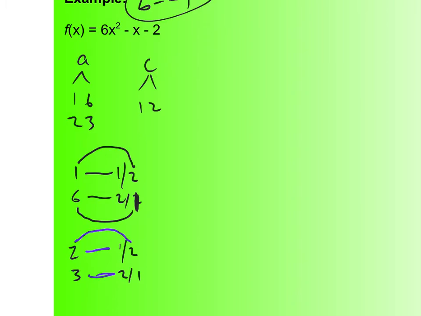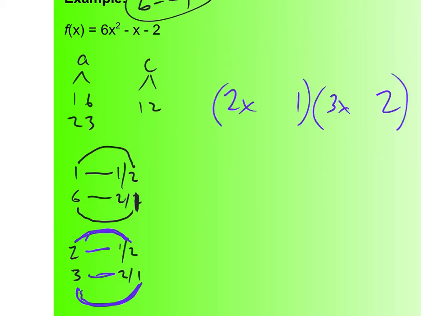2 times 2 is 4. 3 times 1 is 3. So there's our combination. So we need the 2x to be opposite the 2, and we need the 3x to be opposite the 1. Again, that's what's going to make the 3 multiply by the 1 and the 2 multiply by the 2. So we know that it looks like this.